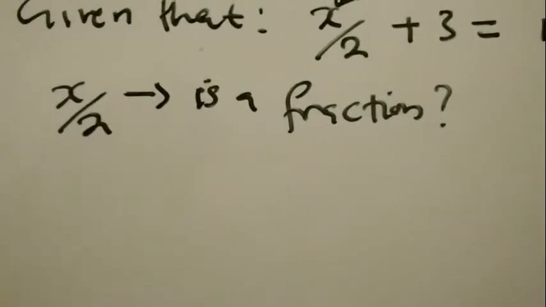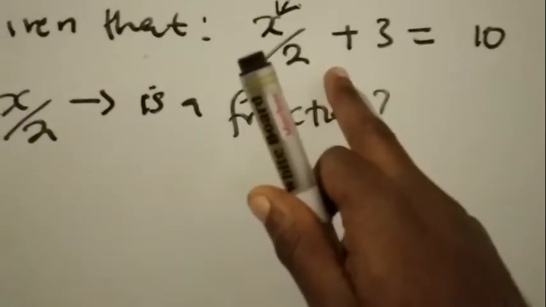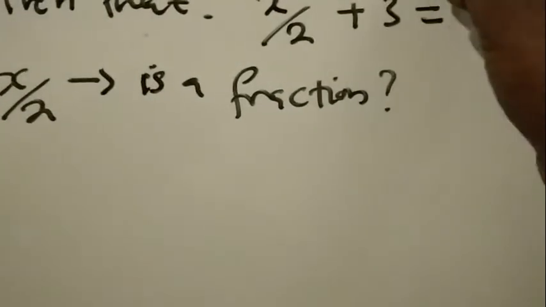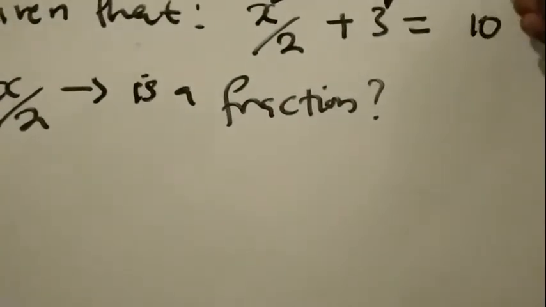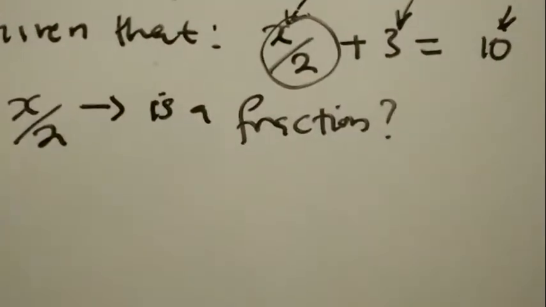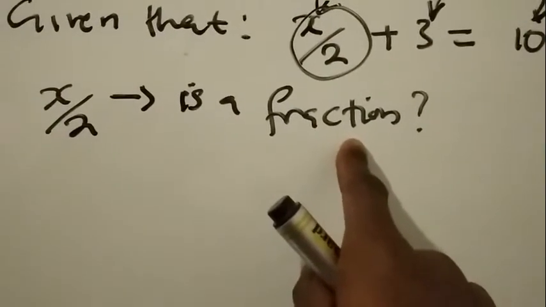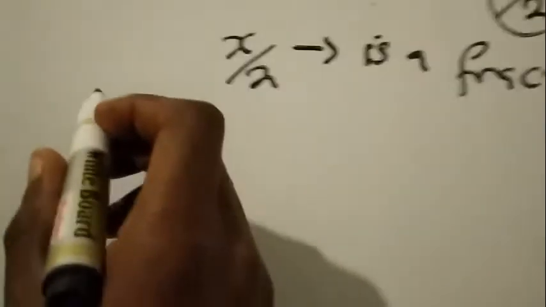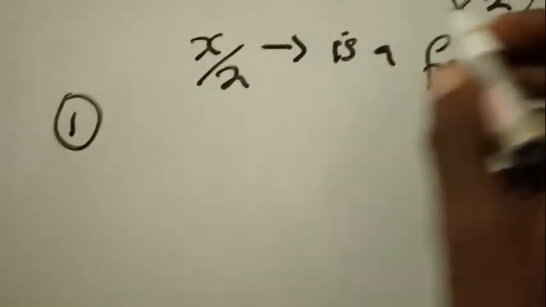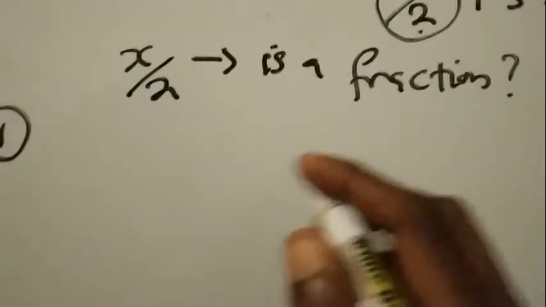Then, how do we solve something that involves a fraction while the other terms within the equation are just whole numbers? Like you can see, this is 3 and that is 10. But the x over 2 that you are looking for, specifically x, is a fraction. So now, you have to convert this fraction into a whole number. So how do you do that?